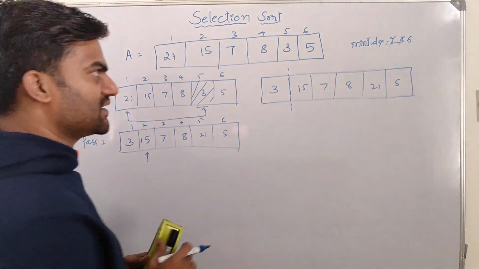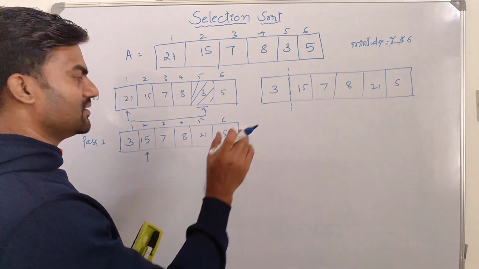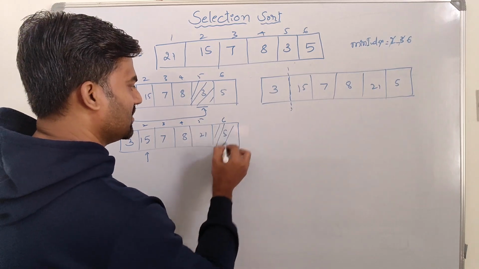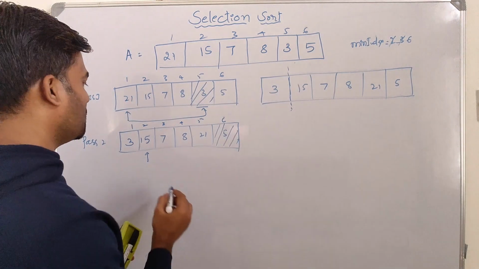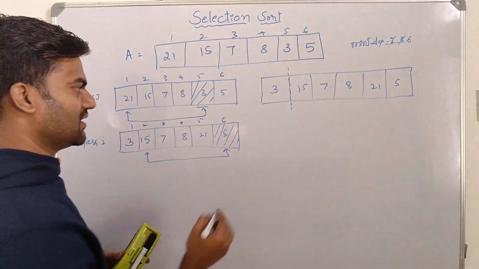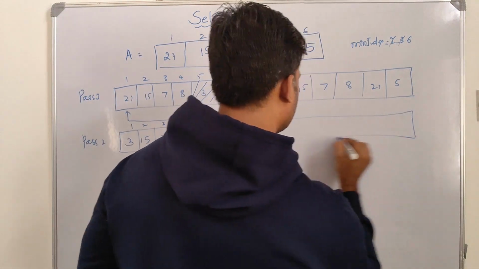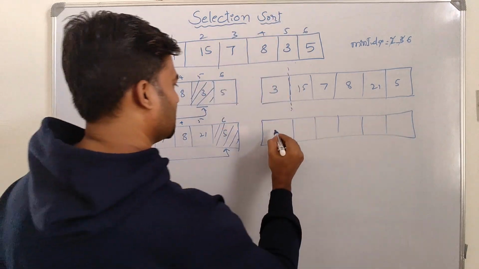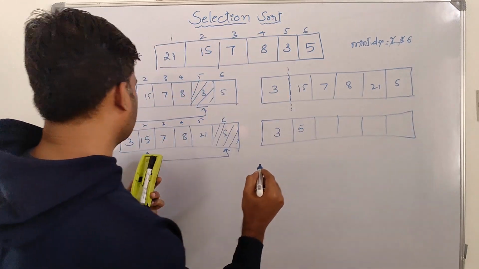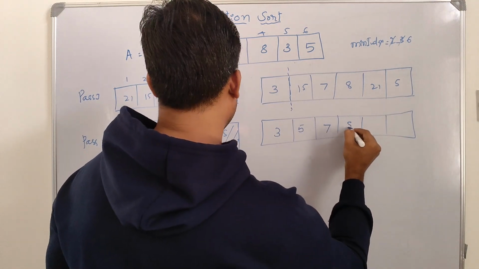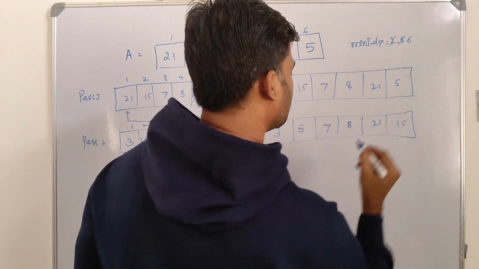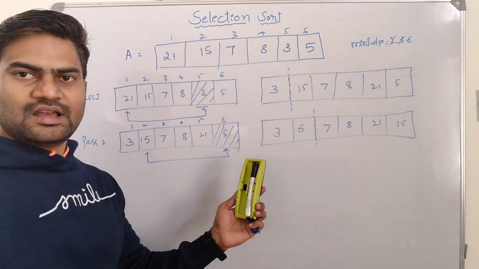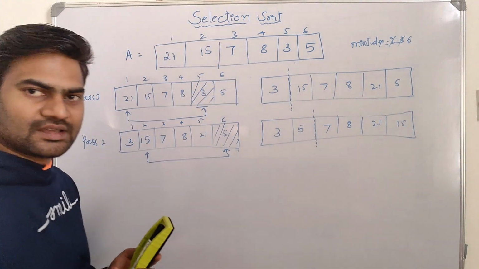So I got the next minimum, I mean the index of the next minimum element. So which is 7 here. So this is my next minimum element. So I will simply swap it. So at the end of the second pass, we get something like this. 3, 5, then comes 7, 8, 21 and 15. So at the end of the second pass, these elements are sorted and these are unsorted elements.